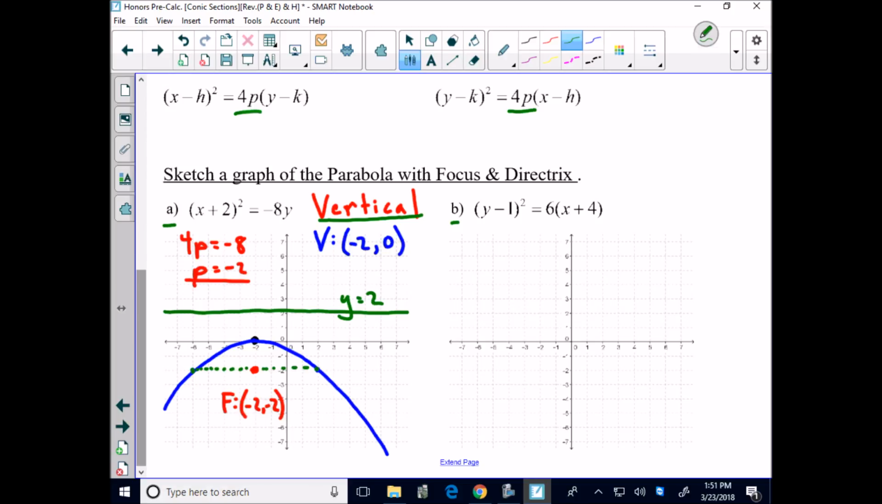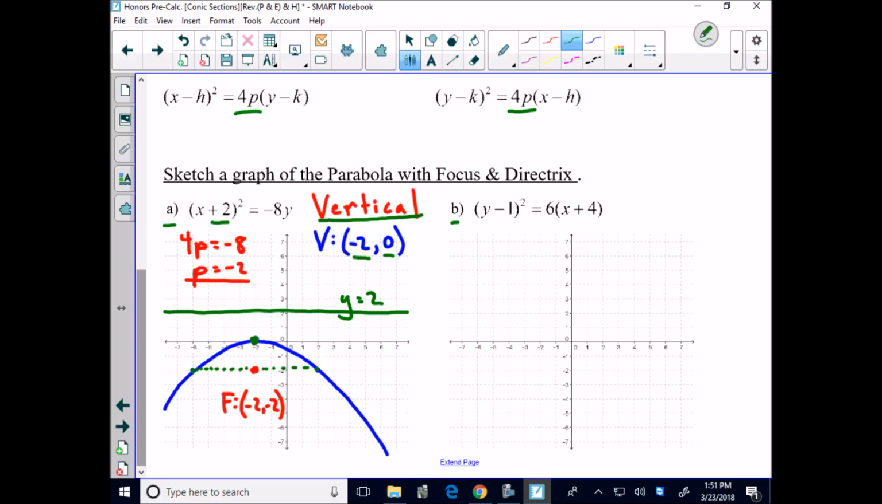And right here we can take the vertex, where we've got 2 being added to x. So right here we know that the x value of our vertex is -2, and right here we don't have anything added or subtracted from y, and so we can say that the y value of our vertex is going to be 0, and that gives us our vertex right there as the ordered pair -2, 0.